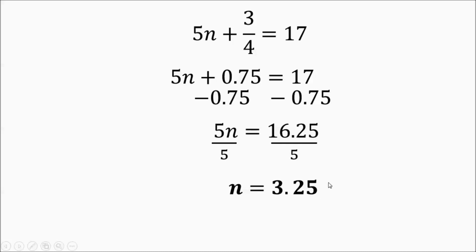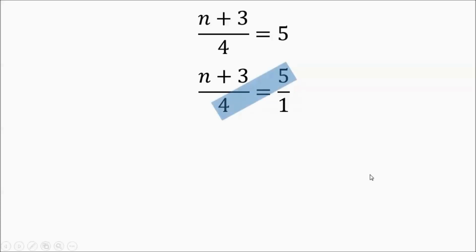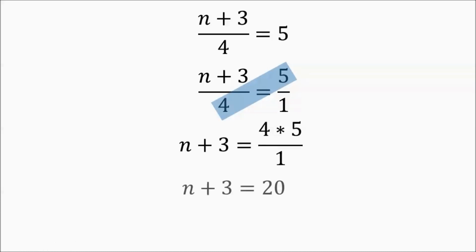Alright, here's another one. So we have this n plus 3 divided by 4 equals 5. We're going to think of this as n plus 3 over 4 equals 5 over 1. And this way we can apply our proportion concepts again. We can multiply those diagonals, the cross product, and it's going to be equal to n plus 3 equaling 20. And then you're going to subtract 3 from both sides, and you get n equaling 17.